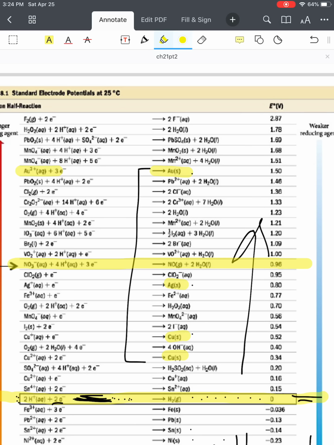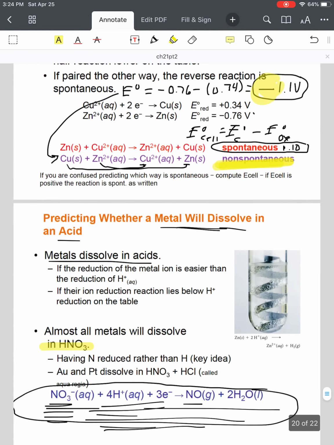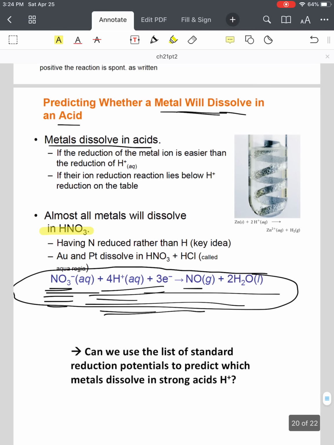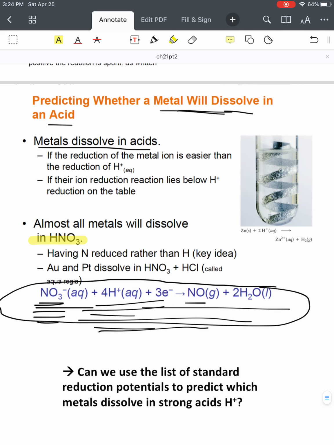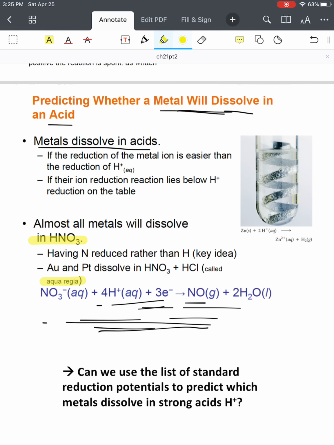Now, you notice it's still below gold, right? In some cases, we can actually use that reaction to dissolve gold. But we have to help out the system a little bit more. There's this mixture of acids. It's a mixture of nitric acid and HCl. It's called aqua regia. I have that named right there, aqua regia.